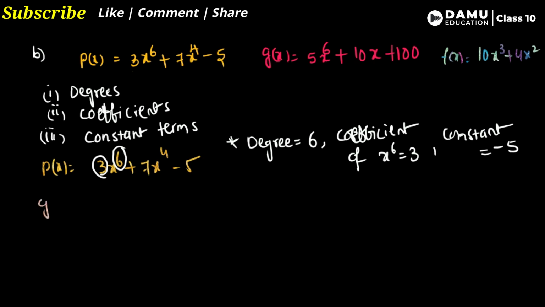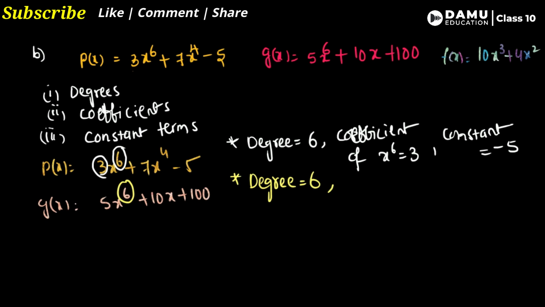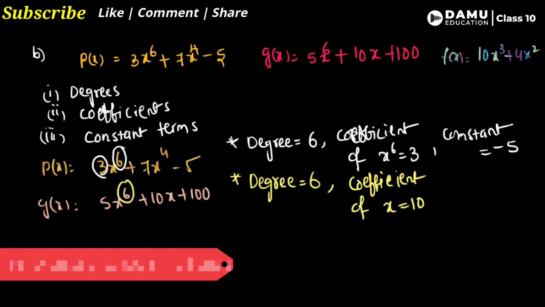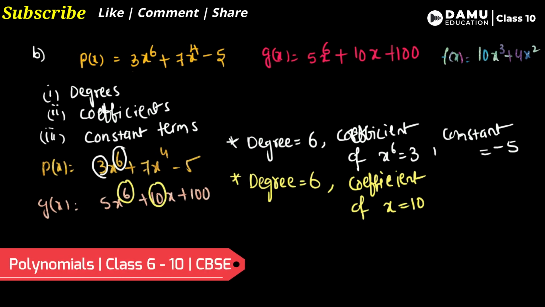Let's take g of x. So g of x equals 5x power 6 plus 10x plus 100. For this, we need to write the degree. Which one is the highest? 6 is the highest, so the degree is 6. Then let's take the coefficient of x, that will be equal to 10, which is before it. Then the constant term will be equal to 100.